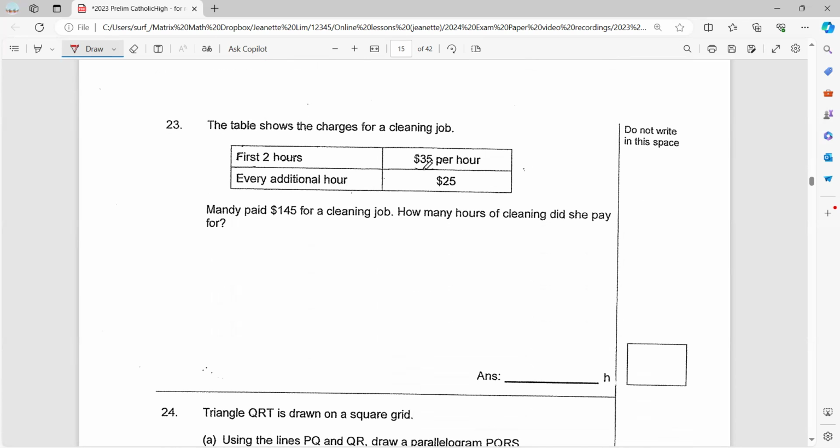Question 23. This is the graph. This is the table showing the charges for a cleaning job. Mandy paid $145 for a cleaning job. How many hours of cleaning did she pay for? Now, for the first 2 hours, it has to be $35 per hour, just for the first 2 hours. Let's find out how much is that. So 35 for 2 hours will be $70. She paid $145, which is more than the $70. So we know for sure it's more than 2 hours. Okay, let's minus off 70 and see how much is left.